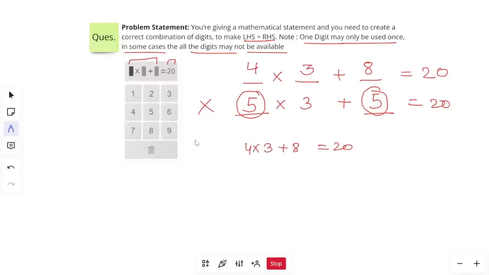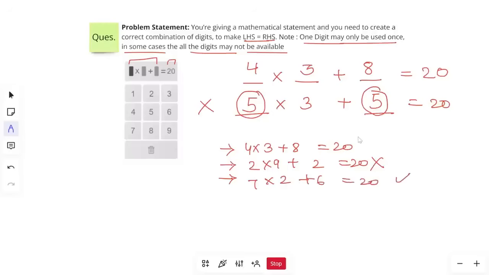The main important thing about this question is there can be more than one answer. So you don't have to worry: I have found this answer, but there is another possible solution for this, and that is totally fine. I'll tell you the other possible answers. It can be 2 into 9 plus 2 equals 20. This is wrong; I am telling you the wrong one first. Next, this one is correct: 7 into 2 plus 6, which is 14 plus 6 is 20.